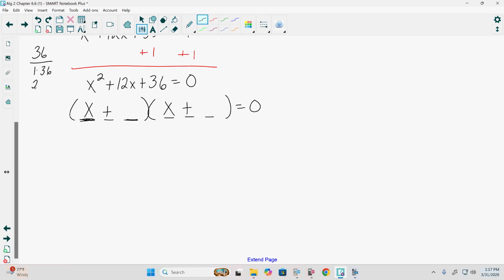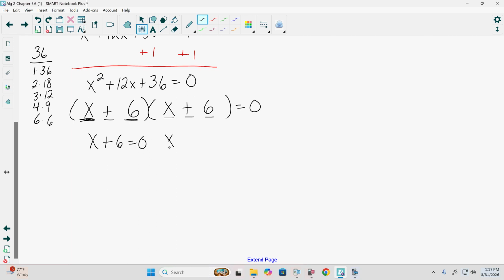Factors of 36. 1 and 36. 2 and 18. 3 and 12. 4 and 9. 5 doesn't work, but 6 and 6. What do we think? 6 and 6? Yes, I agree. That would give us a middle term of 12.